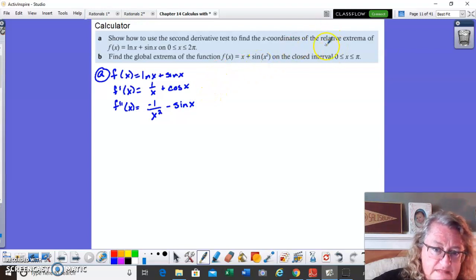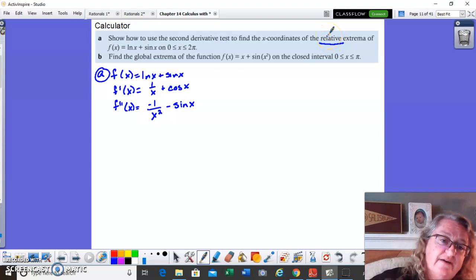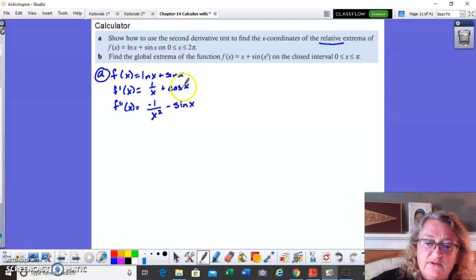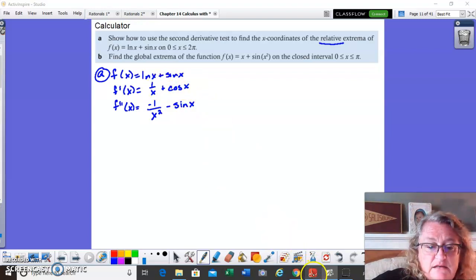Okay, this is asking for the relative extrema. So I'm not going to worry about figuring out the values of the endpoints because it wants the ones that actually fall on the interior part of the graph. So I really just need to go and graph my second derivative and find out my critical points or my x-intercepts. So that's what I'm going to do right now. So I'm graphing 1 over x plus cosine of x.